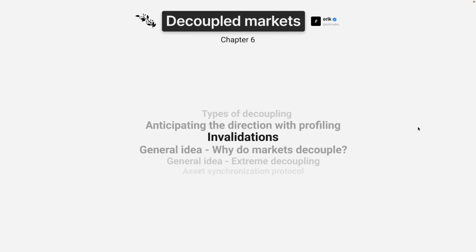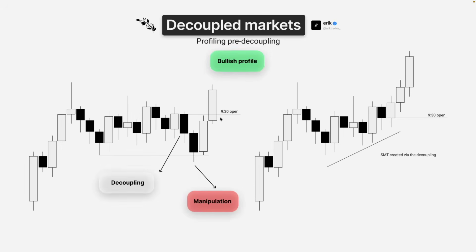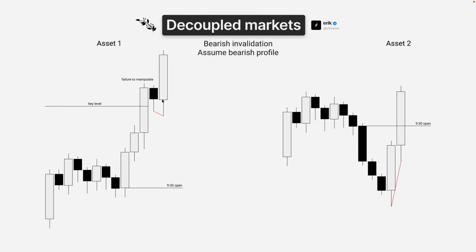So we've gone to the final part of the lecture, which is invalidation. So here we have invalidations, where your idea is going to be invalidated. Right? So this is a bearish invalidation. I assume a bearish profile. I probably use this exact same one again like 4 times. So it is different, right? Because in here we're assuming a bullish profile, but here we have a bearish profile. We're assuming a bearish profile, so we're looking for sells.